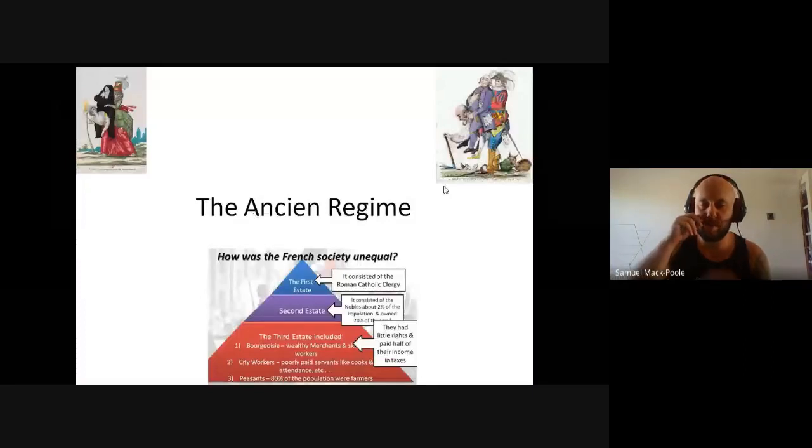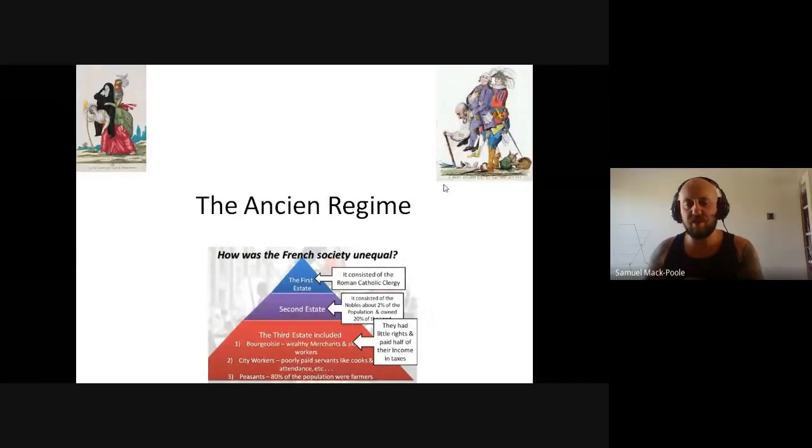Okay, welcome to the Ancien Regime. So this is part of my French Revolution series for A-level. So this is not a history GCSE lesson.